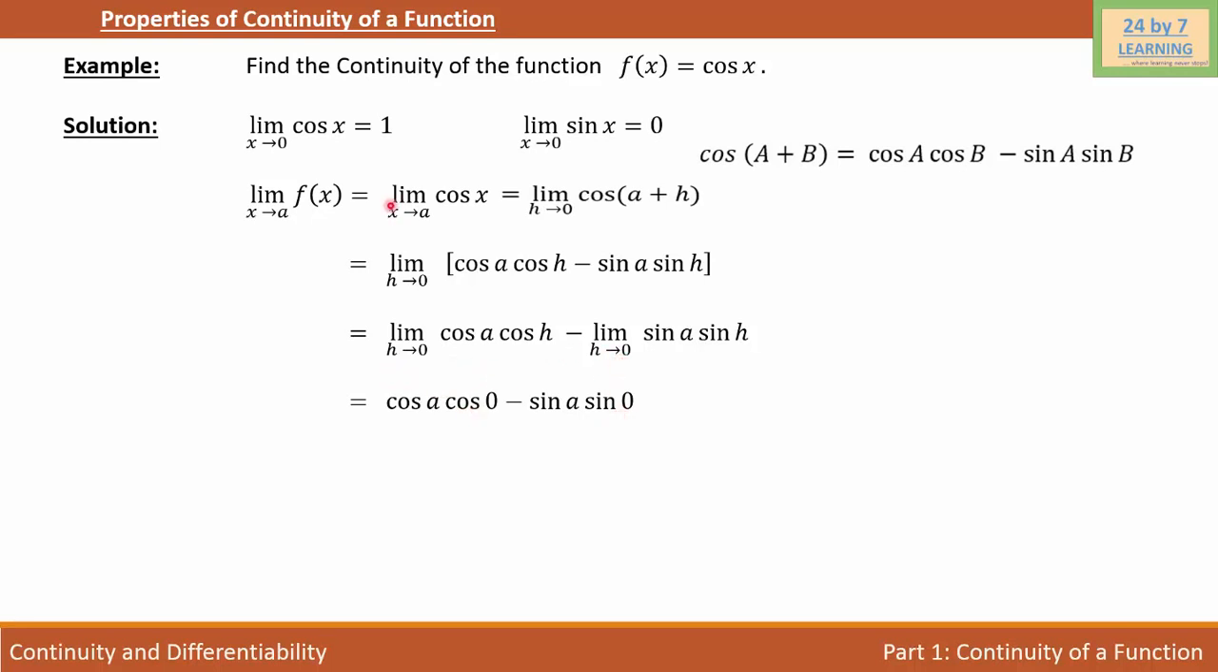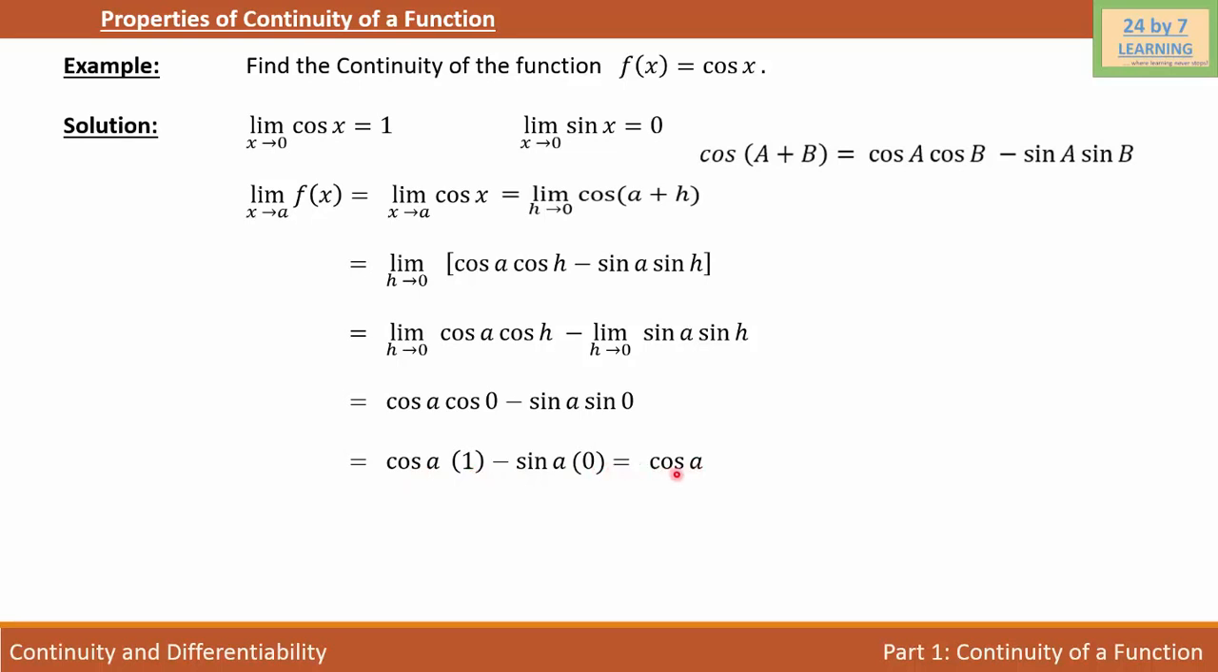So cosine 0, as you can see, is 1, and sine 0 is 0. Let's substitute those values, and if we do that, we can write cosine a times 1 minus sine a times 0. Basically this term is 0, so we can write cosine a.